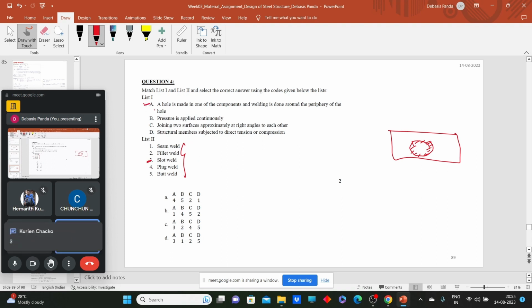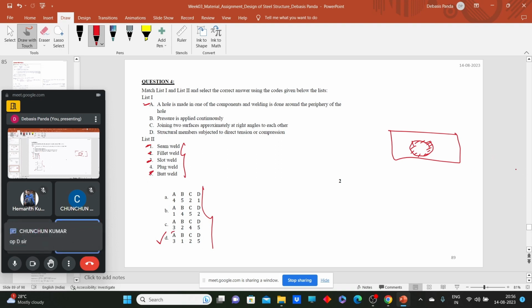Now for B, pressure is applied continuously. Look at this: seam weld, fillet weld, slot weld, plug weld, butt weld. In seam weld, the pressure is applied continuously. Now, joining two surfaces approximately at right angles to each other: that is the fillet weld. Now the last, structural members subjected to direct tension or compression. We have seen that it is the butt weld. So now match it with your answer. Which one is the correct option? I think D will be the correct answer.